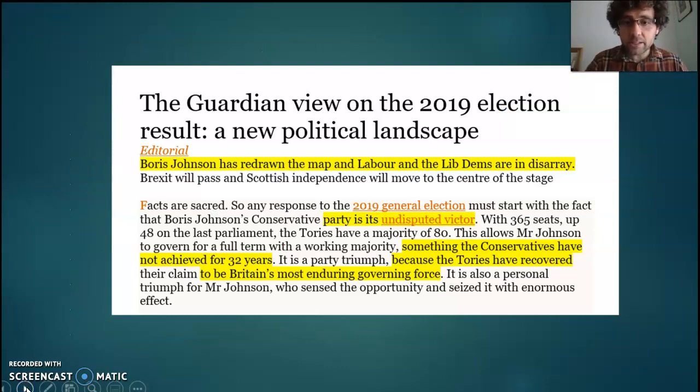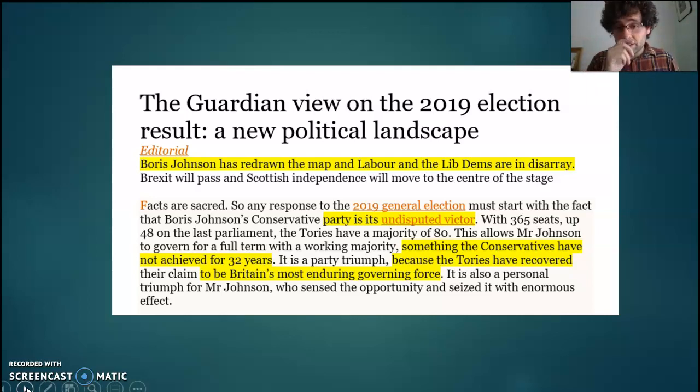So going back to these texts, let's look at some of the clauses and phrases here. So we get that compound sentence at the start. I looked at it in the sentences video, but two independent clauses side by side. It shows the contrast between the Conservatives, who essentially won the election, and Labour and Lib Dems, who essentially lost it. That sentence starts with 'any response to the 2019 general election' and then ends with 'Boris Johnson's Conservative Party is its undisputed victor.' That is your main clause there. That's the bit that comes at the end. The bit before is your extra additional information there.